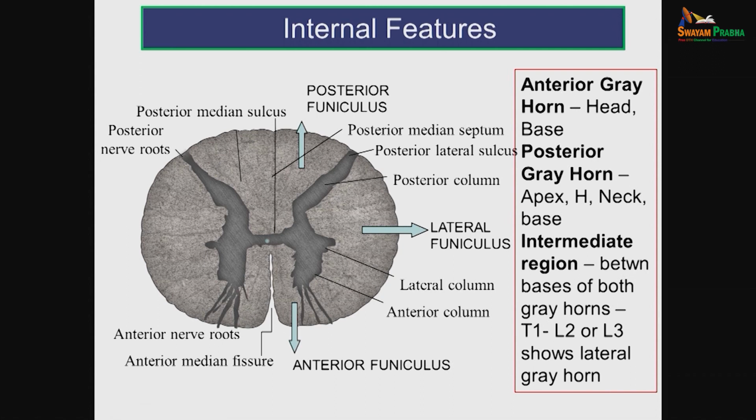Where is this posterior intermediate septum present? Only in the cervical and upper thoracic regions. This posterior intermediate septum is visible. So, this completes the grey matter. Coming to the white matter, we divided the grey matter into anterior grey horn, posterior grey horn, lateral grey horn. Now, we will talk about the white matter.